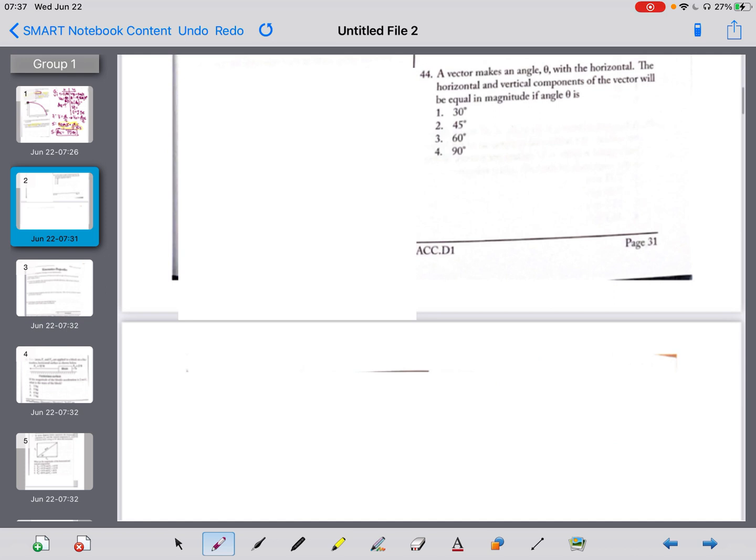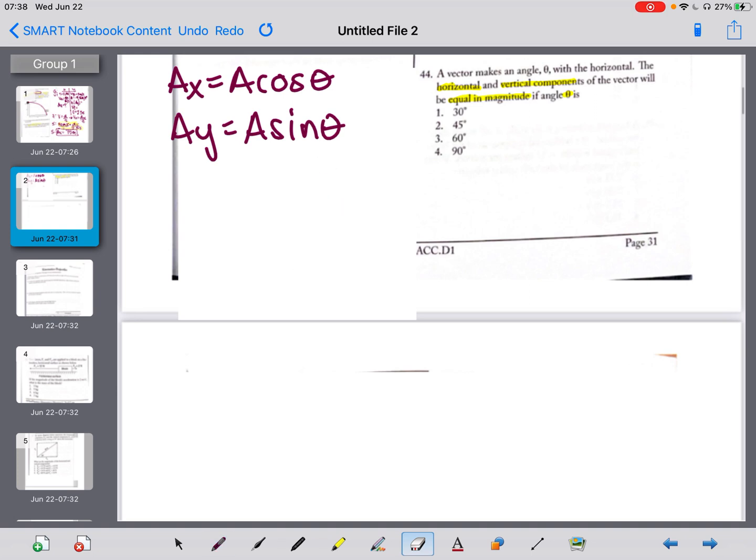Number 44. A vector makes an angle theta with the horizontal. The horizontal and vertical components of the vector will be equal in magnitude if the angle is what? 30 degrees, 45 degrees, 60 degrees, 90 degrees. So the best way for you to do this, if you remember, in your reference table on page 6, you have these formulas. AX equals A cosine theta, and AY equals A sine theta. What I recommend you do here, just in case you don't know, is just plug in numbers.